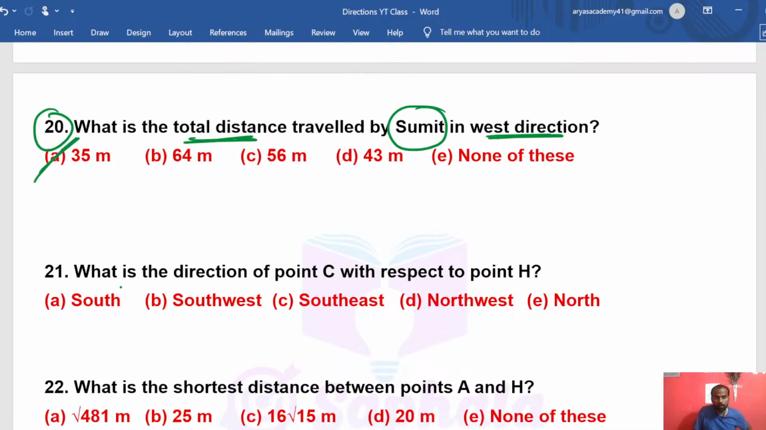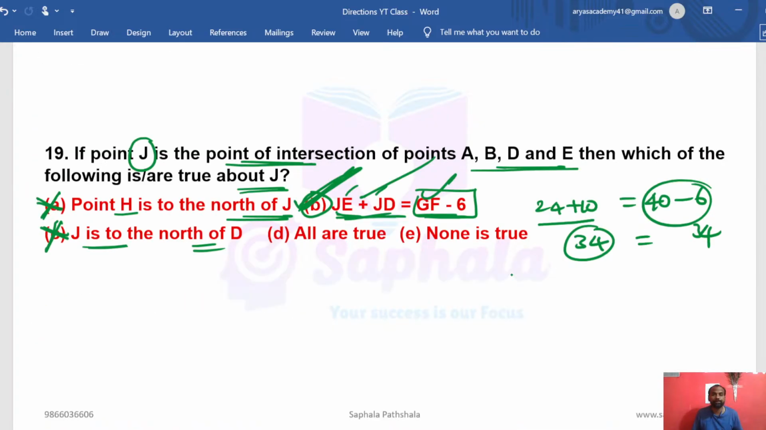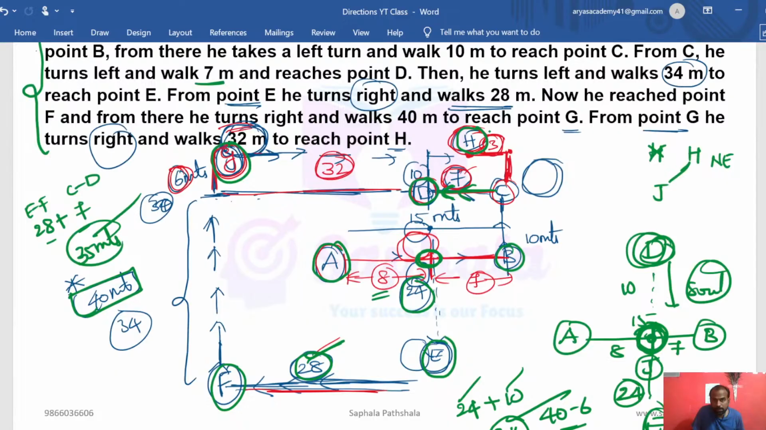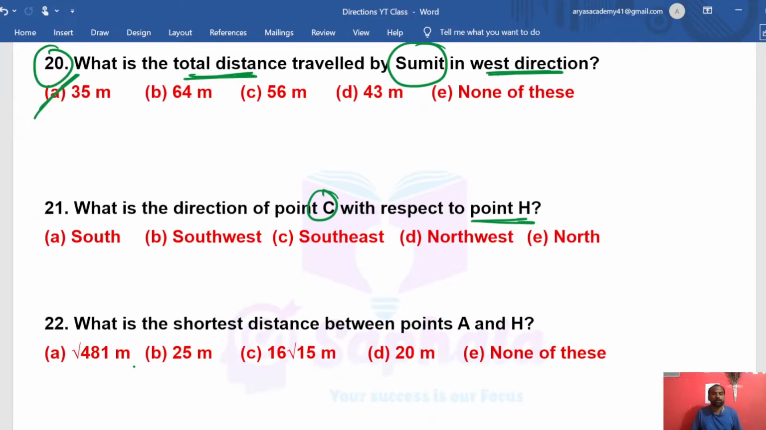Then what is the direction of point C with respect to point H? ಅಂದ್ರೆ H ಇಂದ ನೋಡಬೇಕಾದ್ರೆ C ಯಾವ ಡೈರೆಕ್ಷನ್ ಅಲ್ಲಿ ಇದೆ ಅನ್ನೋದು ಕ್ವೆಶ್ಚನ್. You already know point H is here, and where is C? C is here. So if you exactly draw it, H will be here and slightly C will be here. So definitely it is not south, no? This is east and this is south. So it is in between. So when you look at from H, C is exactly between south and east. Hence the answer becomes what? Southeast. So answer ಏನಾಗುತ್ತೆ? Southeast ಆಗುತ್ತೆ.